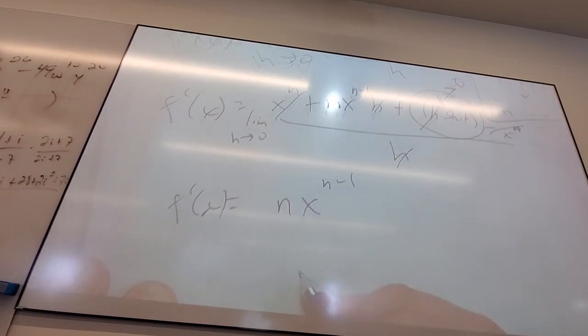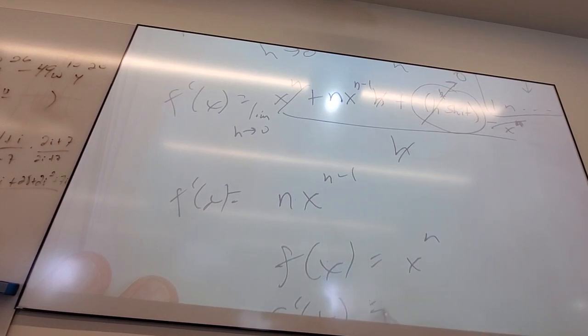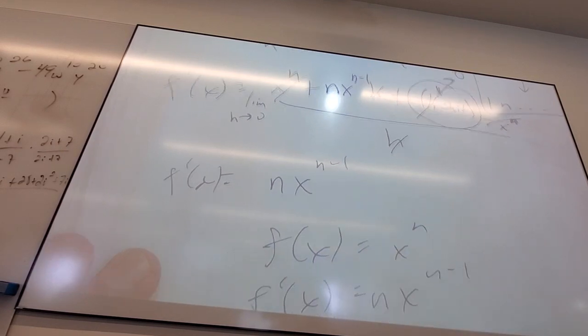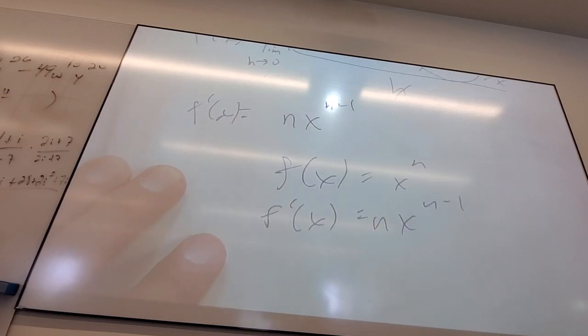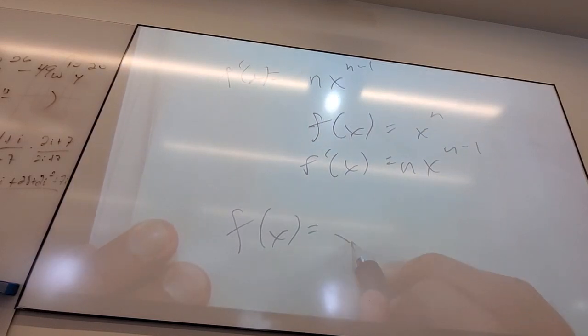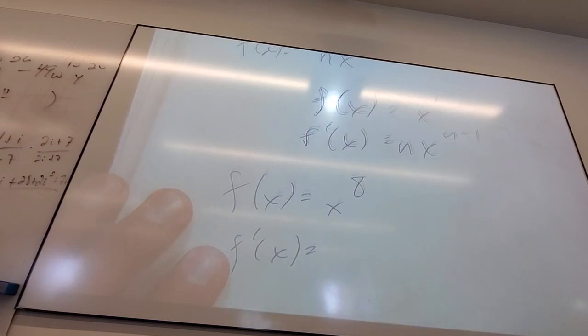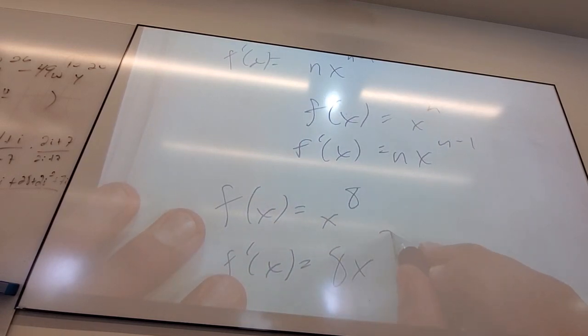So let's make a rule out of this. If I start with x to the n, my derivative is n times x to the n minus 1, exactly what we thought it was. This is great. So if I have x to the 8th, what's the derivative? 8x to the 7th power. 8x to the 7th power, yeah.